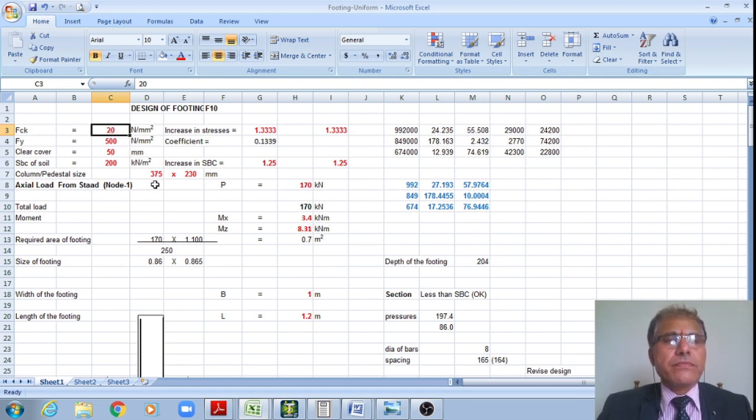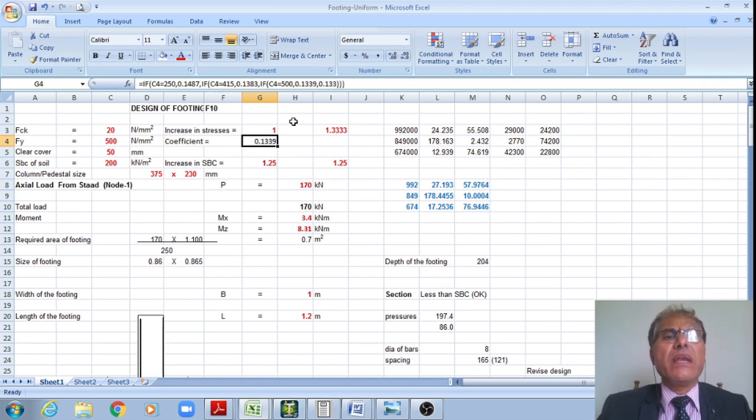Now I'm giving the inputs as fck equal to 20 and fy equal to 500, clear cover to the steel 50, and permissible bearing capacity of the soil as 200. And whether any increase in stresses is permitted? Yes, as per the code, if there are earthquake and wind loads, then it can be increased. But I don't have any earthquake or any other load combination of the wind. Therefore, now I'll say 1.